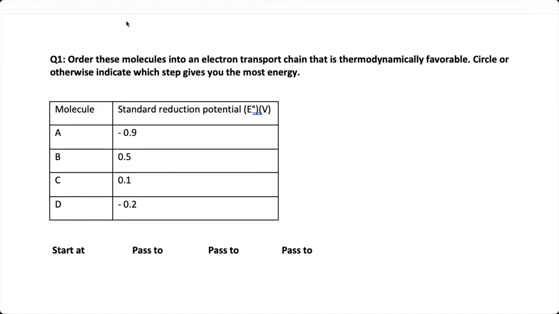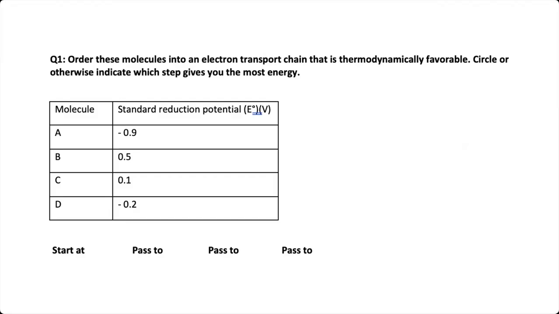Let's start with that. We're given these 4 molecules, A through D, and we're given their standard reduction potentials. Remember, reduction is gain of electrons, and so reduction potential is how much you want electrons. The more positive the value is, the more you want them, and the less positive the value is, the less you want them. Positive versus negative is in reference to hydrogen. And what you want to look for is just the difference between values.